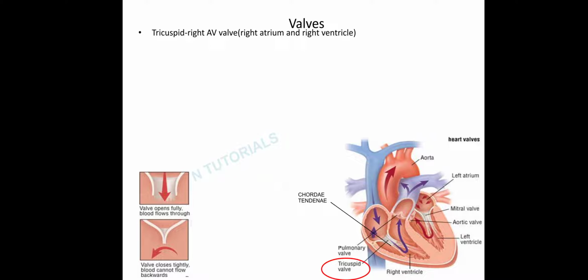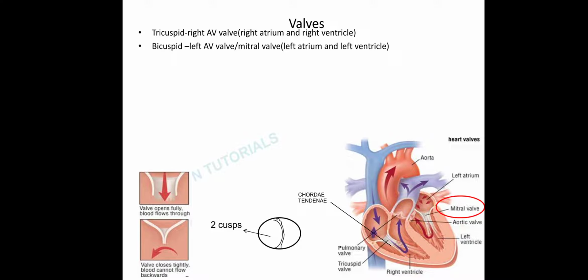The next valve is the bicuspid valve. Bicuspid valve is also called the mitral valve and also called a left atrioventricular valve, which separates your left atrium and the left ventricle. Bicuspid valve is called so because of the presence of two cusps.